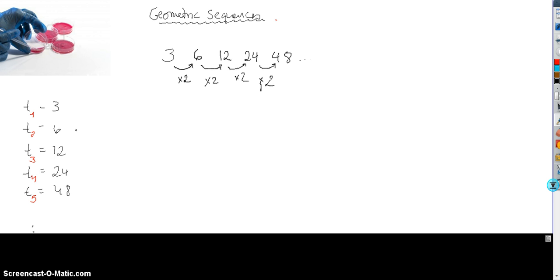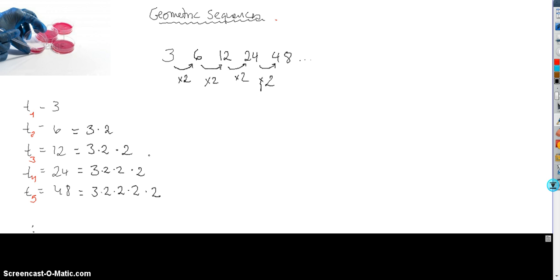This means I can start working with my terms down here. 6 is the result of taking 3 and doubling it. 12 is the result of doubling 6, which itself was doubling 3. So I'll write 3 times 2, that was the 6, times 2 again. 24 was the previous thing, all of this, times 2 again. And this is whatever I have had just before, times 2 again.